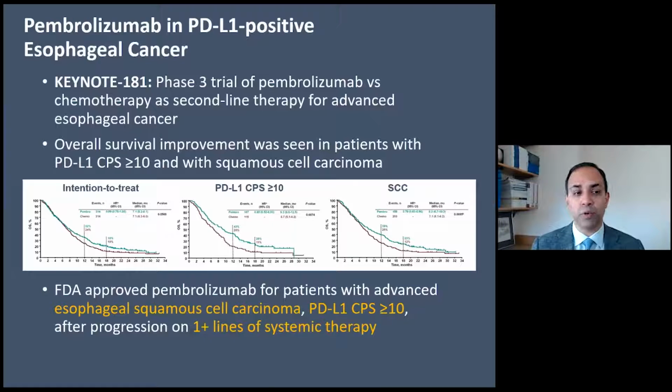However, in two subgroups, those patients whose tumor had a PD-L1 CPS greater than or equal to 10, and those patients with esophageal squamous cell carcinoma, pembrolizumab did improve overall survival significantly when compared to standard cytotoxic chemotherapy in the second-line setting. Based off of this and another large trial, the FDA approved pembrolizumab for patients with advanced esophageal squamous cell carcinoma, specifically those with a PD-L1 CPS greater than or equal to 10 after progression on one or more prior line of systemic therapy.